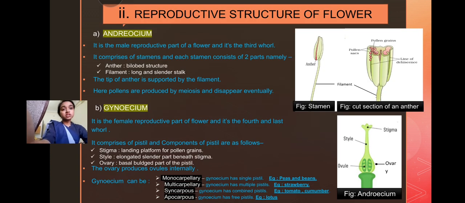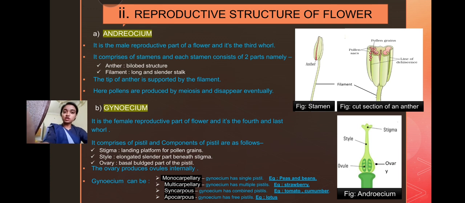So now the reproductive structure of a flower. In this we will cover androecium and gynoecium. First, androecium. It is the male reproductive part of a flower and it's the third whorl. It comprises stamens, and each stamen consists of two parts, the anther and the filament. They can be seen in the diagram. The anther is a bilobed structure, whereas the filament is a long slender stalk-like structure. The tip of the anther is supported by the filament. Here, pollen grains are produced by meiosis and they disperse eventually.